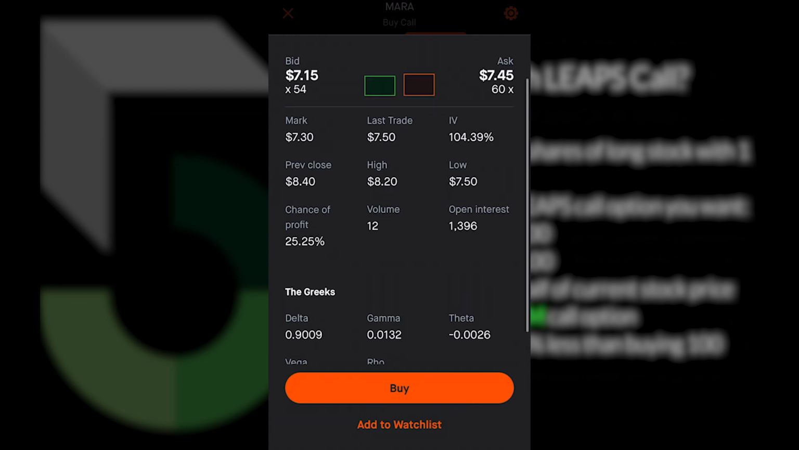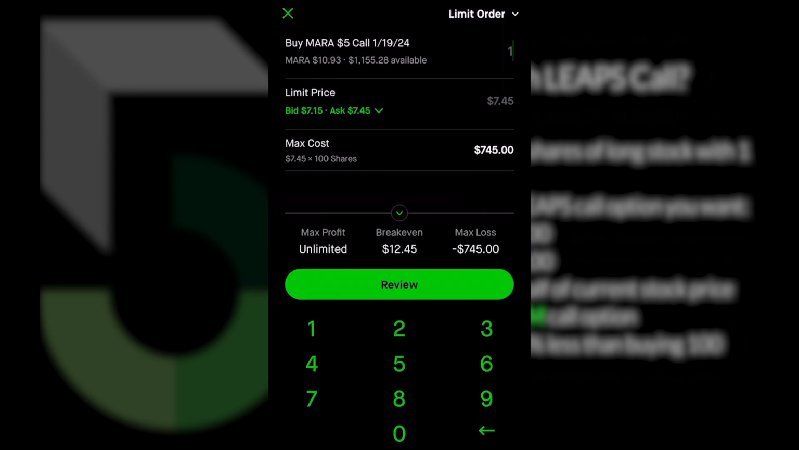All right, so how much does this cost? If we were going to buy, you can see the asking price is $7.45. When you purchase this, it gives you the right, but not the obligation, to purchase MARA at $5 per share. Because it represents 100 shares, this $7.45 call contract is actually going to cost you $745, as you see right here.